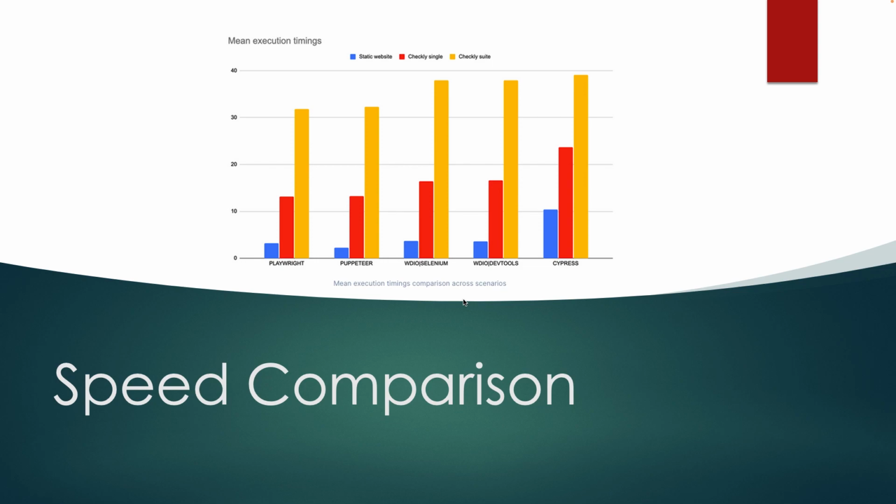All right, now let's take a look at the speed comparison. As you can see, this comparison was done against three main benchmarks: the static website, the checklist single, and checklist suite. The comparison was done against five tools: Playwright, Puppeteer, WebDriver IO, Selenium, and Cypress. In all of the categories, Playwright was the fastest, except for the static website, where Puppeteer was the fastest and Playwright was the second fastest. However, it was faster than Selenium and Cypress, as you can see here.